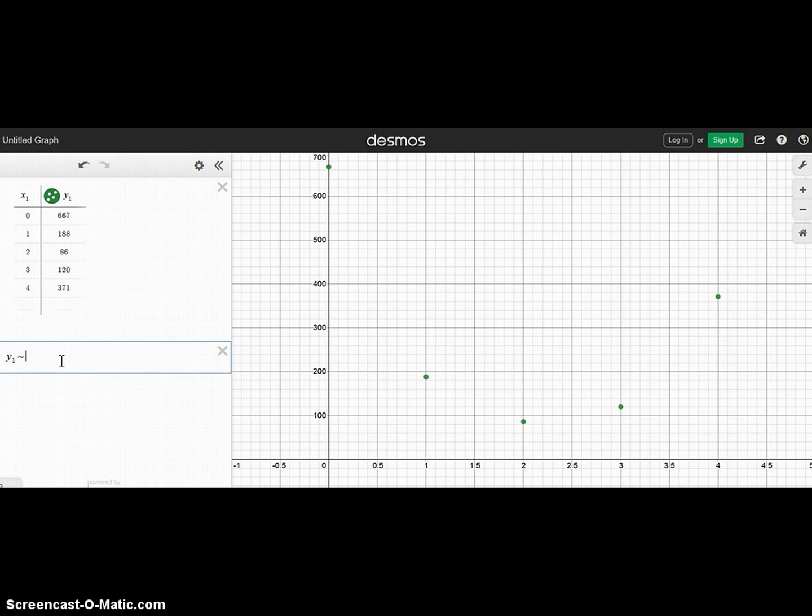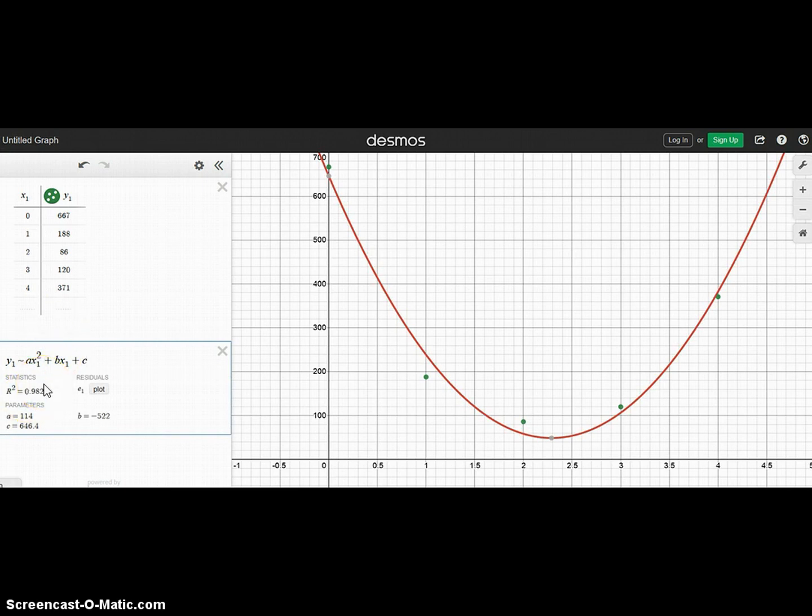y1 twiddle ax1 squared plus bx1 plus c. And let's see, I'll write that down on the paper. So y equals 114x squared minus 522x plus 646.4. And we can see it doesn't fit the data great, but it's not horrible. It's off a few of the data points, but pretty close to a couple of them.